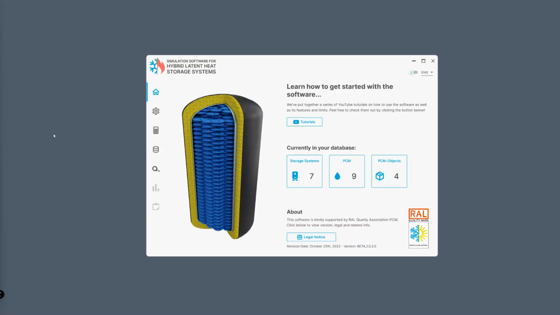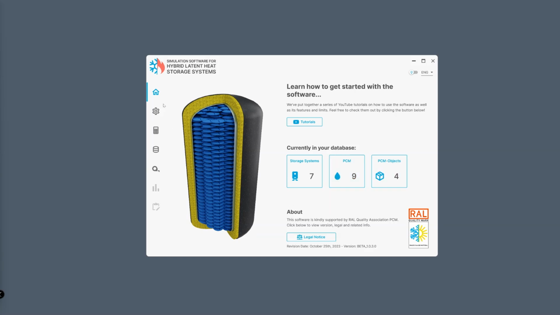This is the startup screen of the simulation software. On the right-hand side, you see the buttons for access to the tutorials and direct access to the database containing the storage systems, the PCMs and the PCM objects.